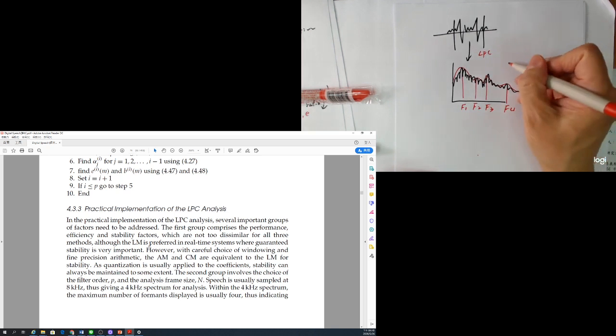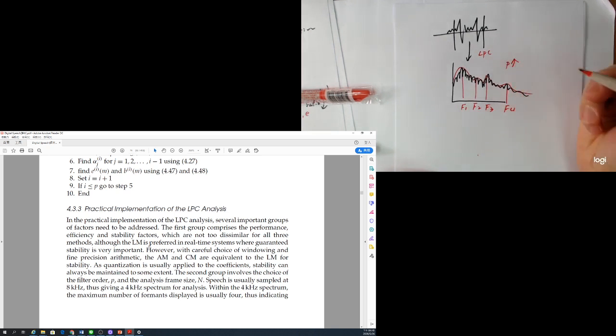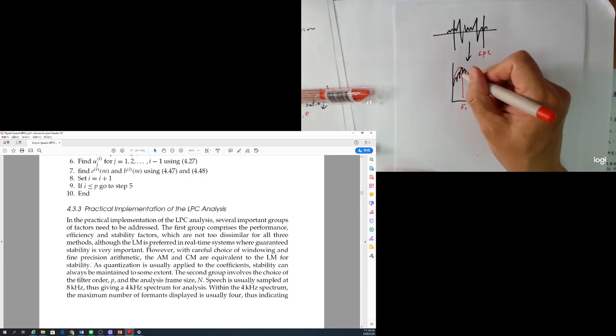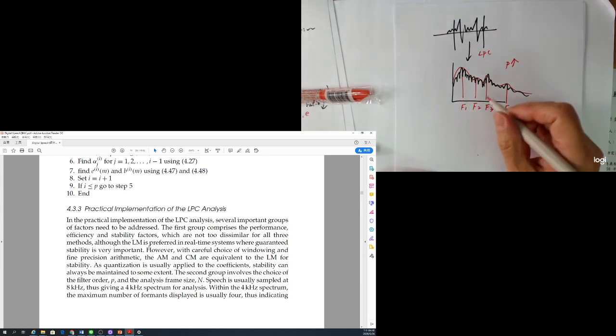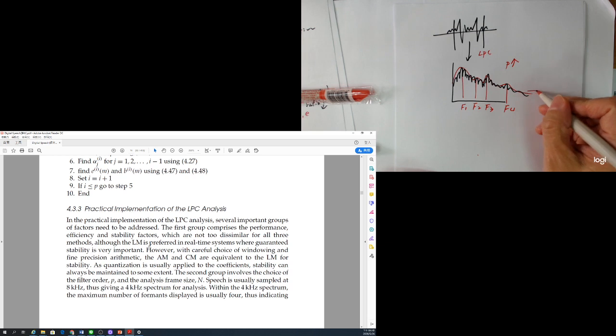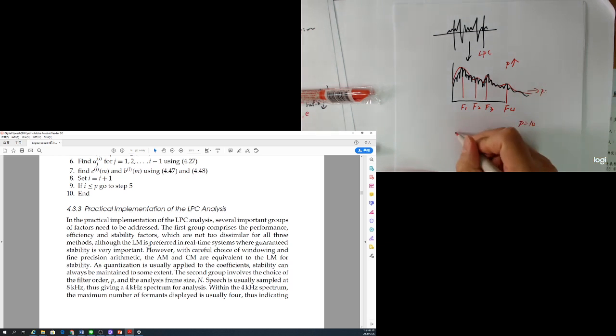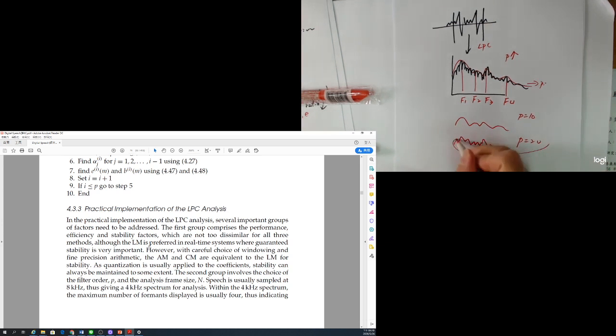If your order P becomes bigger, it will model more detail. Suppose P could be 10. With P equal to 10, you model more like this one. If P equal to 20, it will be modeled by this one, more detailed. So this one models more detail.